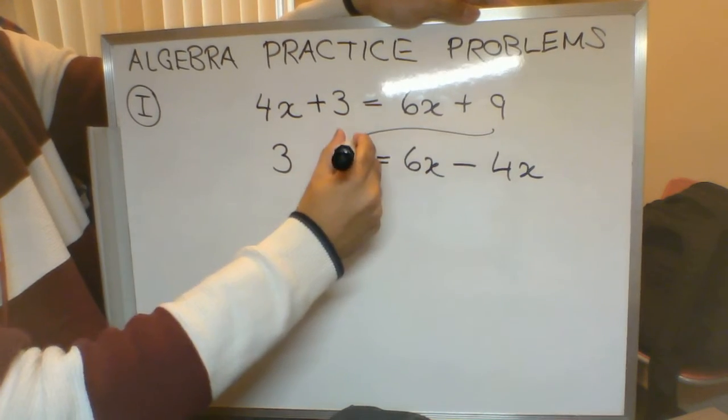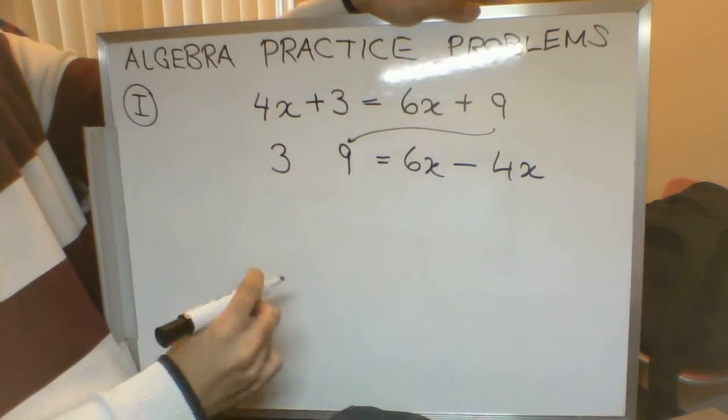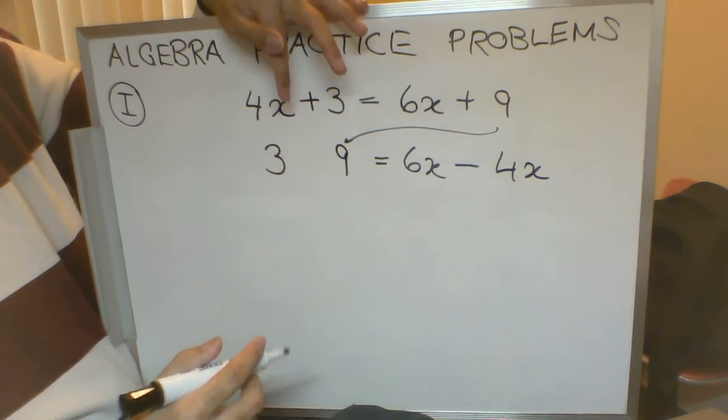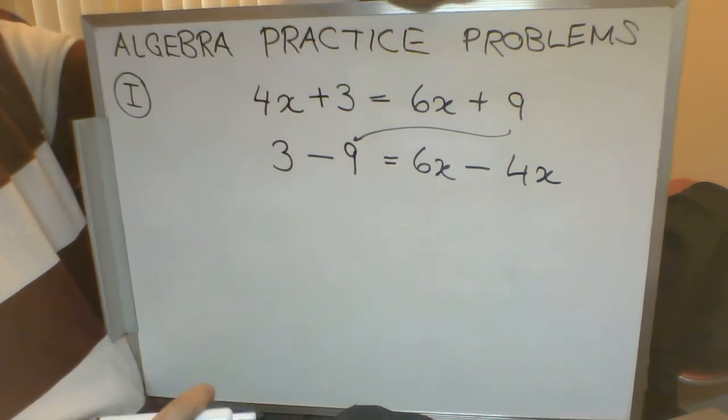Now when I bring this 9 over, the 9 will go here, no problem, but because it's being added on the right side, when I bring it over the equal sign, it's going to be subtracted on the left side.